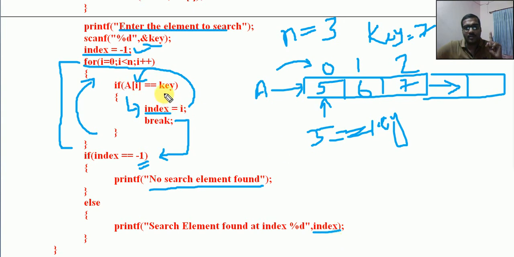Now you might be wondering why we have this -1. Assume that we are traversing and this 7 was present in the first location. What will happen? In the first iteration, a of 0 is equal to key 7, which is true. Index will be assigned 0 here, because an array has a 0th index also. So that is why we cannot assign 0 initially.